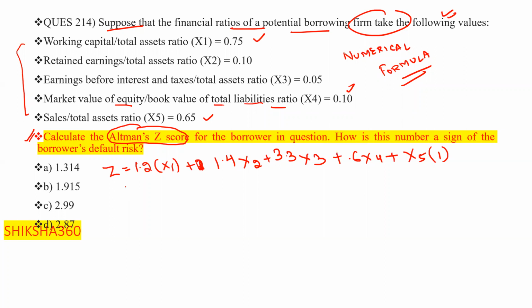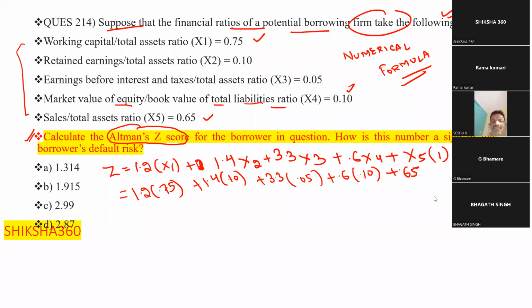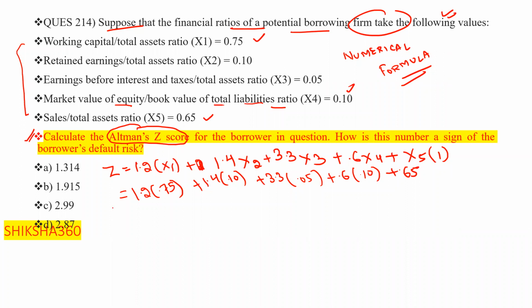Now what we have to do here is just put the values. X1 here 1.2 into 0.75, X2 here 1.4 into 0.10, X3 here 3.3 into 0.05, 0.6 into X4, X4 here is 0.10, and 0.6, so that is X5. Okay, so these are the values which they have given here. Now multiply and try to find the answer.